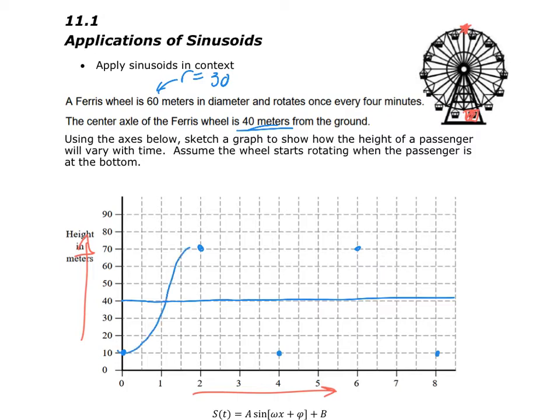This is what your graph should look like. It's a sinusoidal wave. Now you can either think of this as being a cosine wave, or you can think of it as being a sine wave. I see this and I say, oh, this screams cosine.